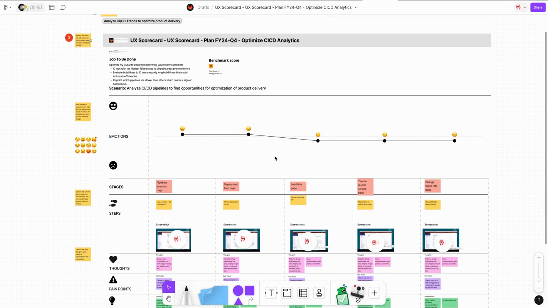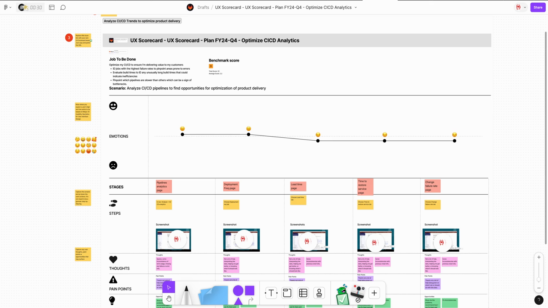I'm a product design manager for Secure and Govern and AI framework teams. Today I'll be walking you through an expert analysis heuristic evaluation for the plan optimize stage group. The job to be done I was evaluating was optimize my CICD to increase my team's performance.